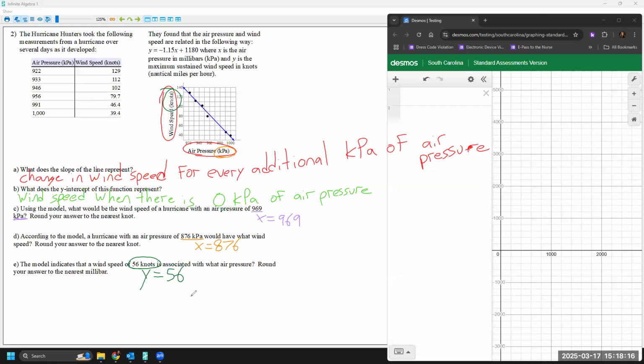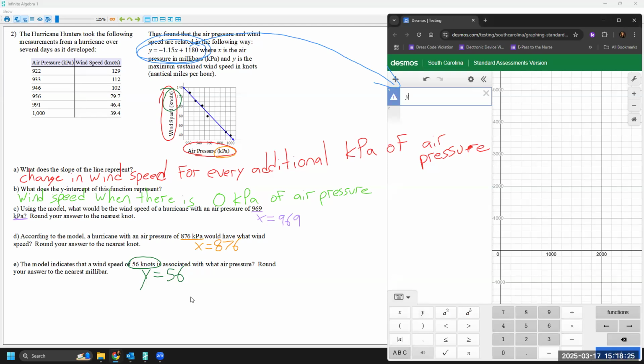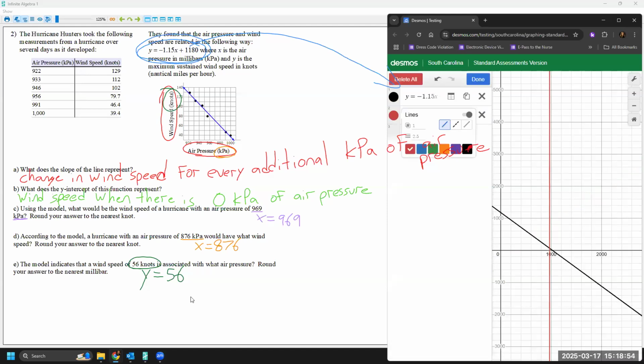Now to start this off, I'll start with that equation up there. Write it in right there. Y equals negative 1.15x plus 1180. All right, beautiful. And let's see here. I'm just going to do these one at a time. The purple one says x equals 969. Okay, and we'll change the color of that one to purple. Change the first one to blue.